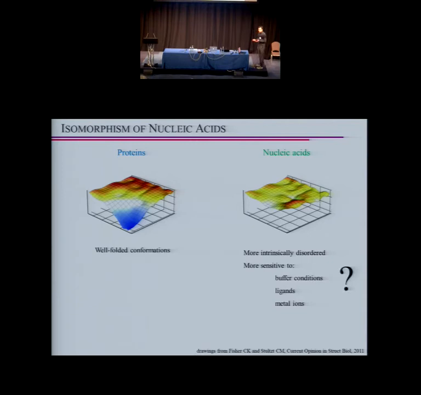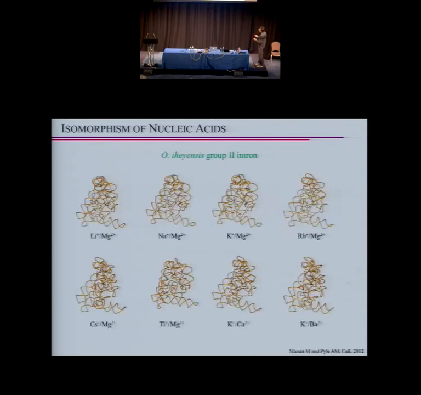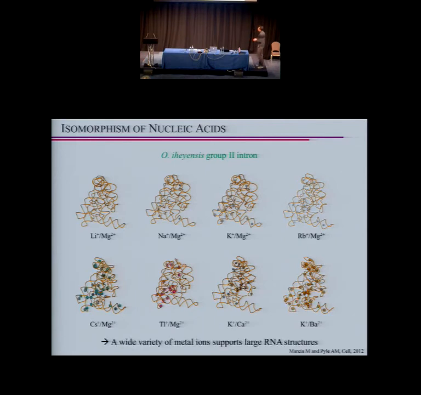But is this actually true? In my work, I solved a series of 14 different structures of group 2 introns by molecular replacement, and all were solved in very different buffer compositions, and especially in the presence of a wide variety of metal ions. And all of them could be successfully solved by molecular replacement and are highly isomorphous to each other. So this work certainly allowed us to identify and to confirm the identity of a wide variety of metal binding sites in those structures.